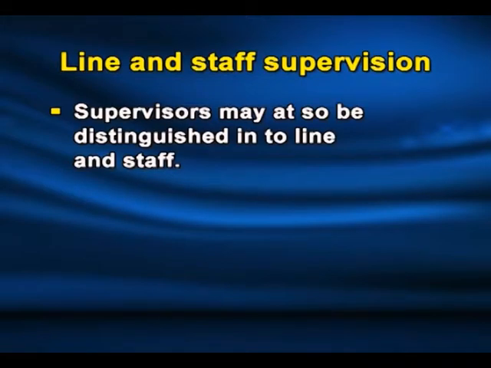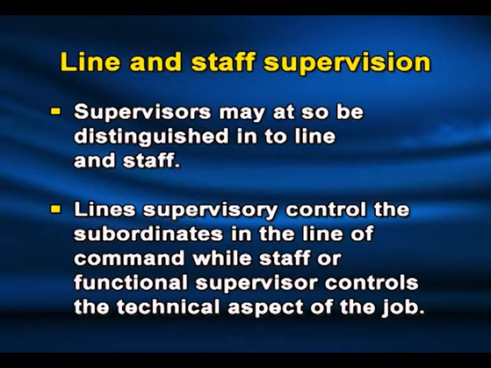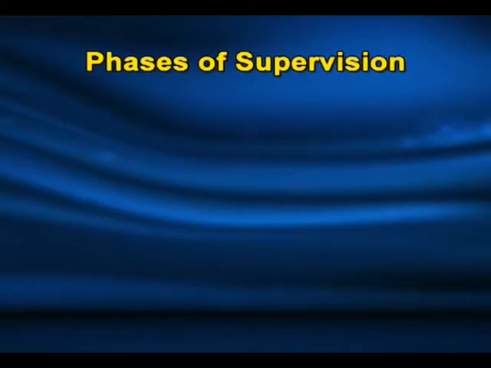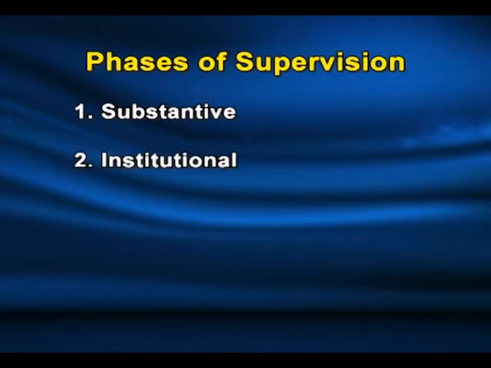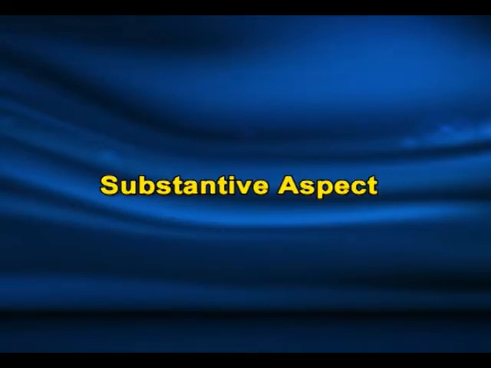Supervisors may also be distinguished into line and staff. Line supervisors control the subordinates in the line of command, while staff or functional supervisors control the technical aspect of the job. Now, what are the phases of supervision? There are three phases of a supervisor's job: first, substantive; second, institutional; and third, personal.